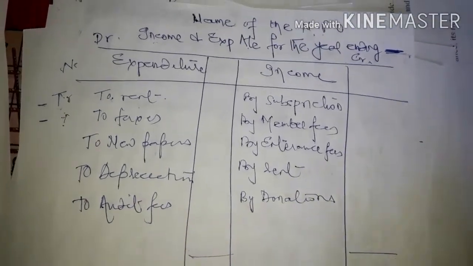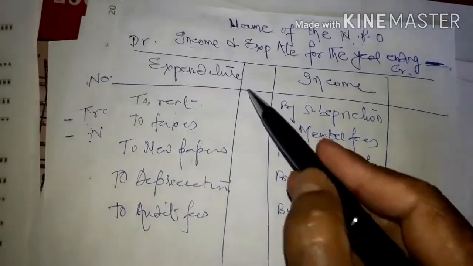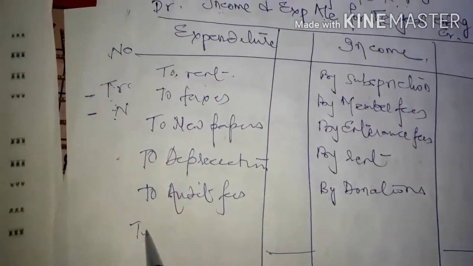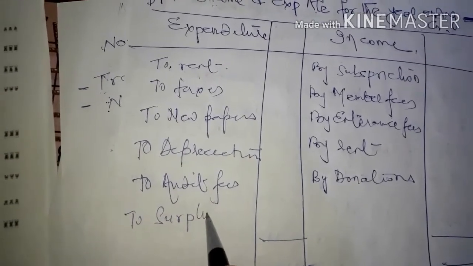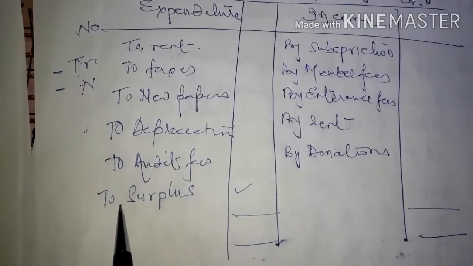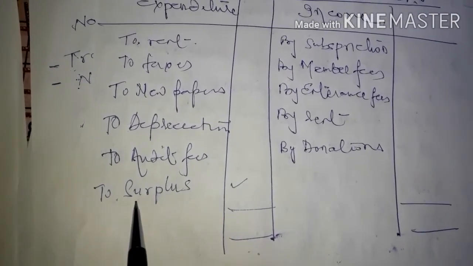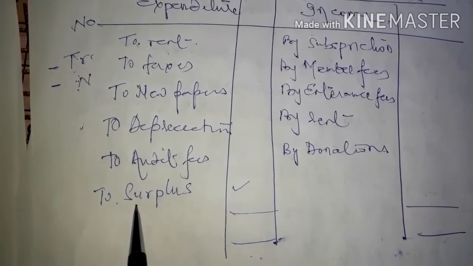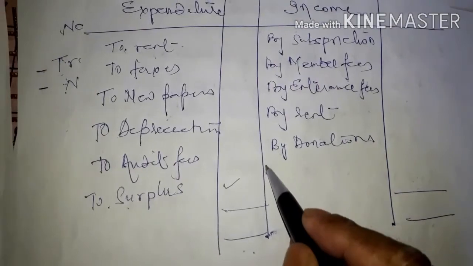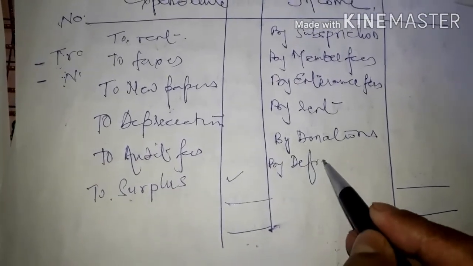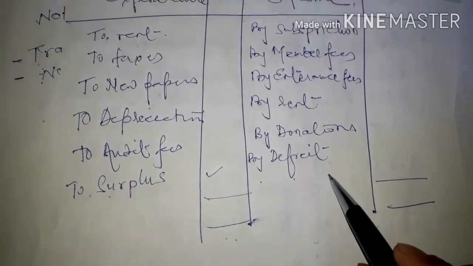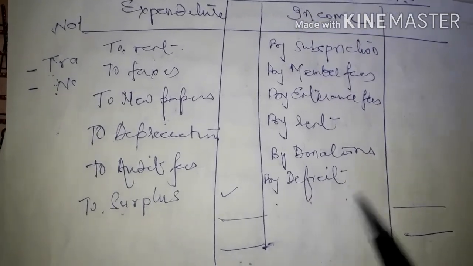Now, if this income side exceeds the expenditure side, the difference is known as surplus, or it is known as the excess of income over expenditure, which is transferred to the capital fund. If the expenditure side exceeds the income side, the difference is known as deficit, or the excess of expenditure over income, which is also transferred to the capital fund.